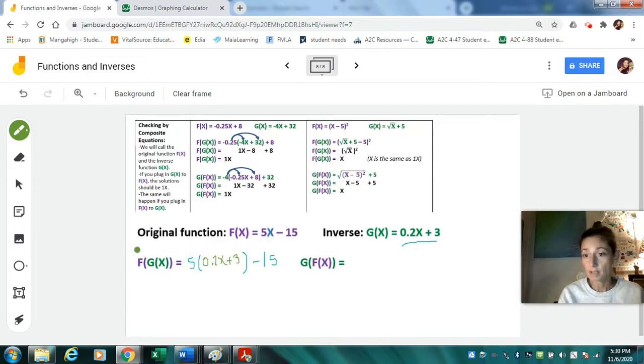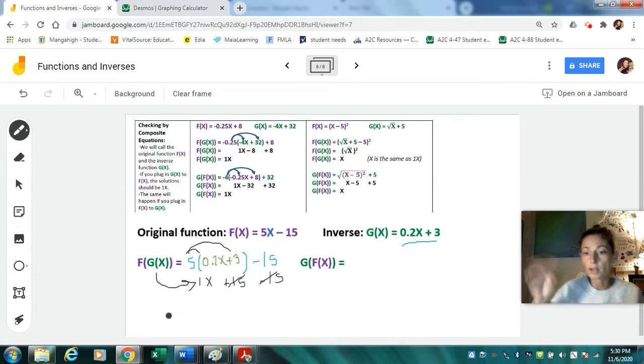So I'm going to simplify. So I can distribute my 5 there. 5 times 0.2 is 1. 5 times 3 is 15. And then I still have this minus 15 here. Well, plus 15 and minus 15, those cancel out. So I'm just left with 1x. So f of g of x equals 1x.